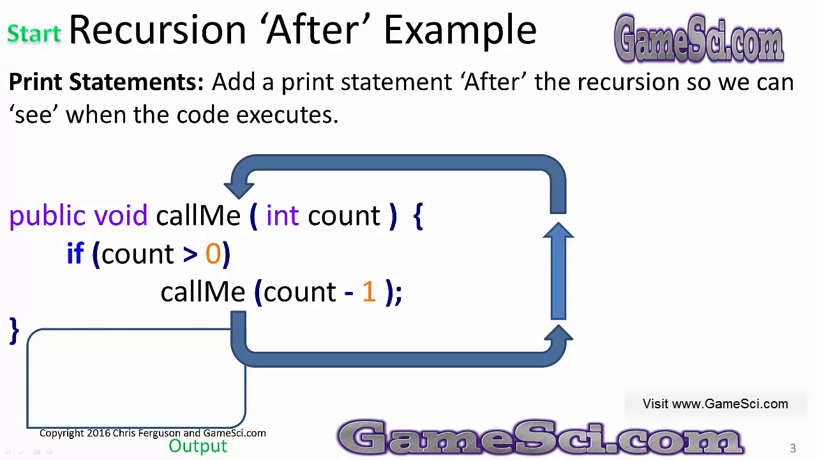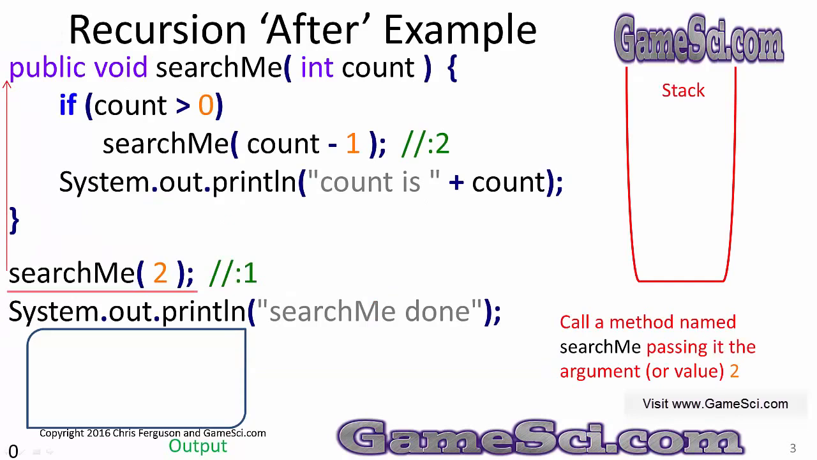Let's move on and trace some code. So here we have it. A method called SearchMe. It takes a parameter int count, and it is a recursive method. In the middle of SearchMe, we're going to call the method SearchMe, passing it an argument or value of 2. So we're going to start off with executing this line of code, SearchMe, passing it an argument or parameter of 2.